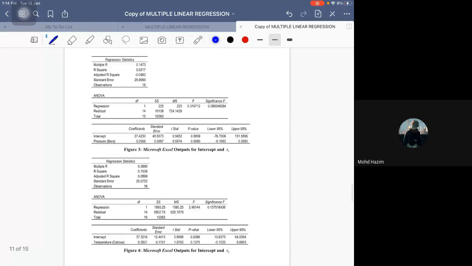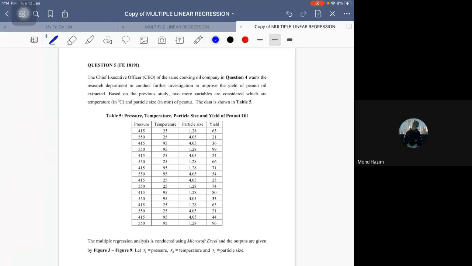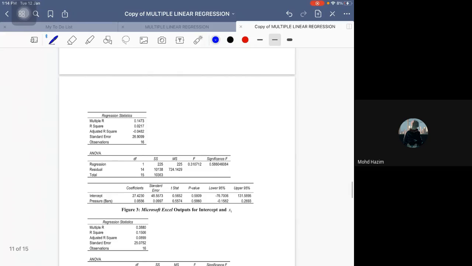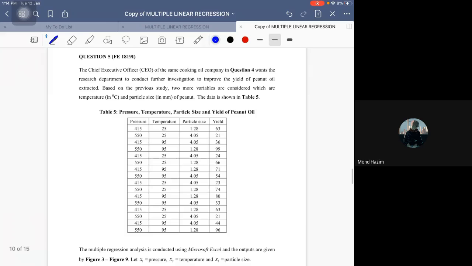And what about this one? Okay, this one, the question is going to be a bit different from the previous ones that you have seen. The only difference is that you are being given the output of each of the models. For example, here, this is called Figure 3. We basically have 3 variables. Our independent variables are pressure, temperature, and also particle size. Yield is going to be our dependent variable, so this is going to be Y, and this is going to be x1, x2, and also x3.